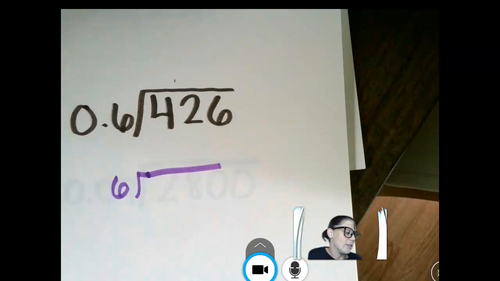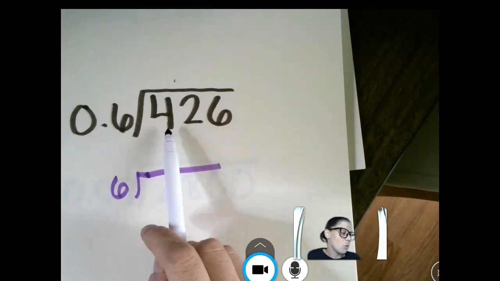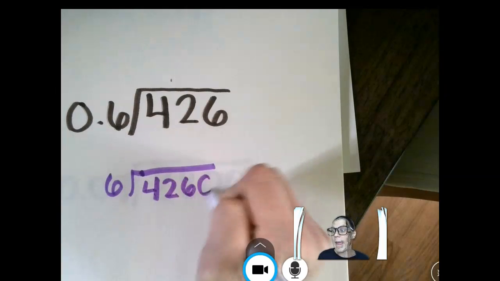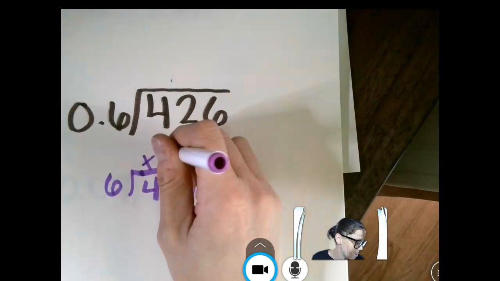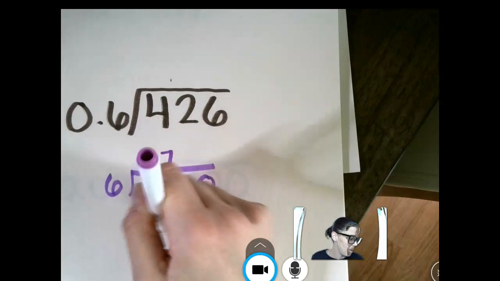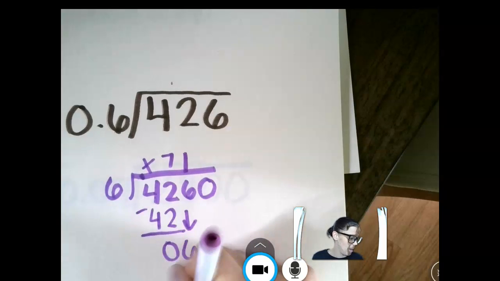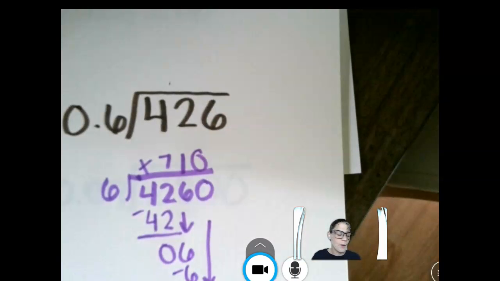So I multiplied 6/10 by 10 to make it become 6. I got to do the same with my dividend. So 426 times 10, all I got to do is add a 0 to the end. Bam, and there I go. And now I can solve this problem like normal. So I know 6 cannot fit into 4. 6 can fit into 42 7 times. Bring down my 6. Oh man, this is super easy. And I get 710. Pretty simple.